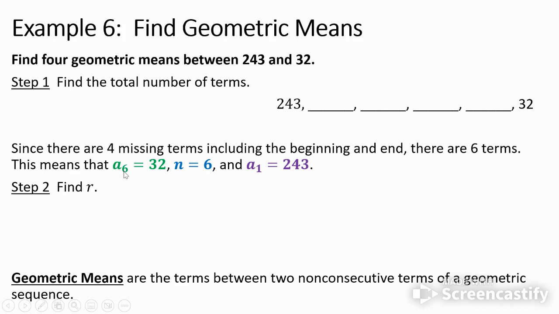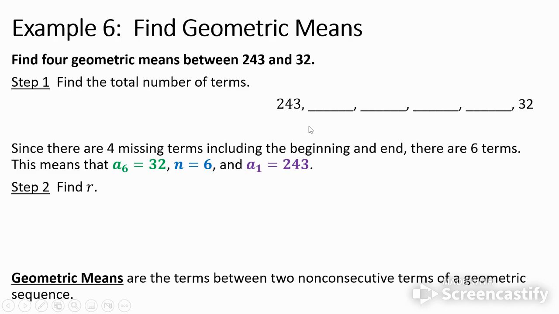What this means for us is A6, which again is notation telling us that the 6th term, is worth 32, because the very last term, or our 6th term, is worth 32. N is the number of terms, and in this case, again, we have 6. That's what we found in step 1. And then A1 represents the first term, and our first term is worth 243. Once we have this information, we can use it in step 2 to find our common ratio.